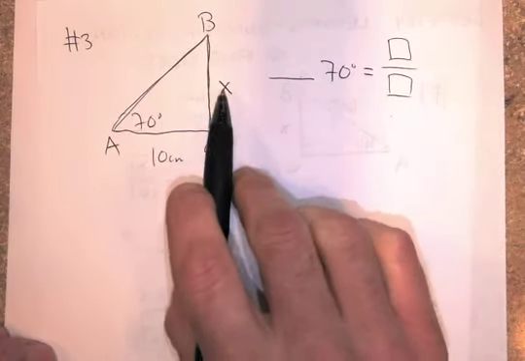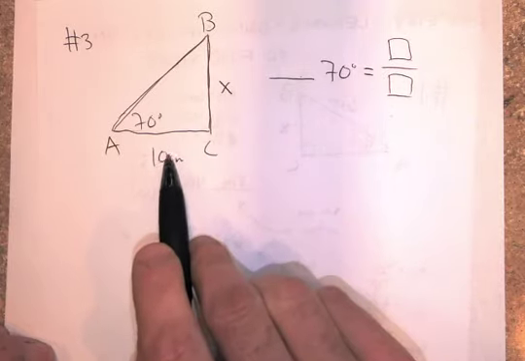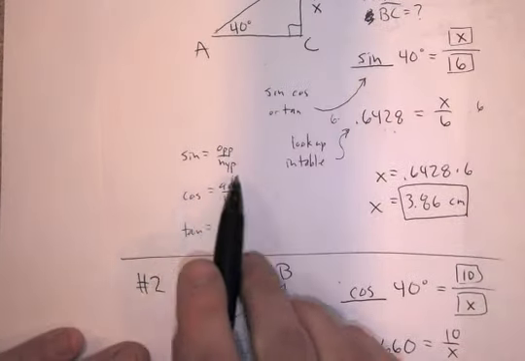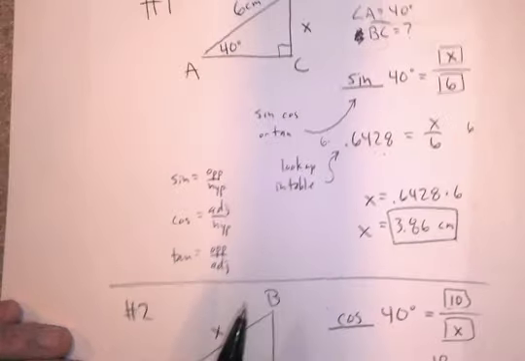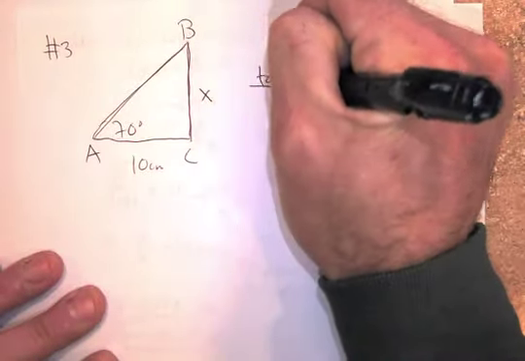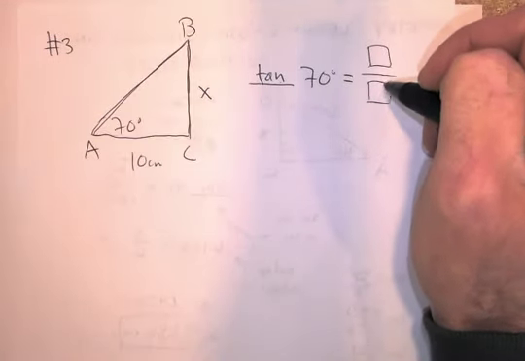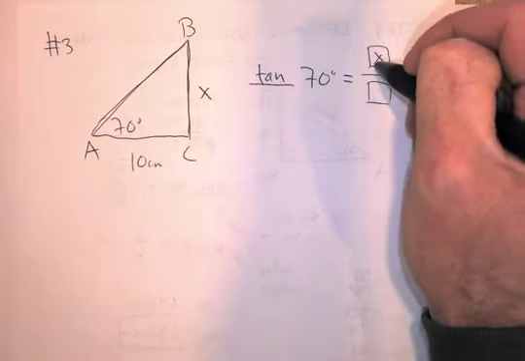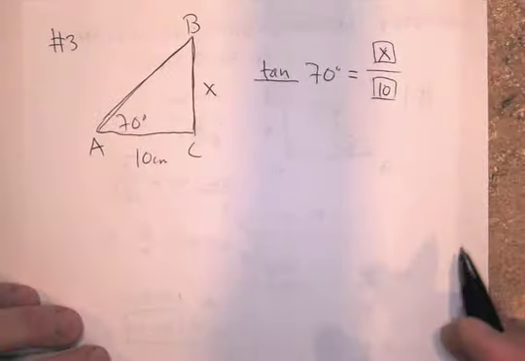Okay, we're dealing with opposite. We're trying to find opposite, right, from 70. We know the adjacent. So which one uses opposite and adjacent? Look through here. Just that one, tan. All right. So tan goes here because I want to deal with opposite and adjacent. And then what goes here? Opposite over the adjacent, right? It's the definition. Opposite is x. The adjacent is 10. All right.